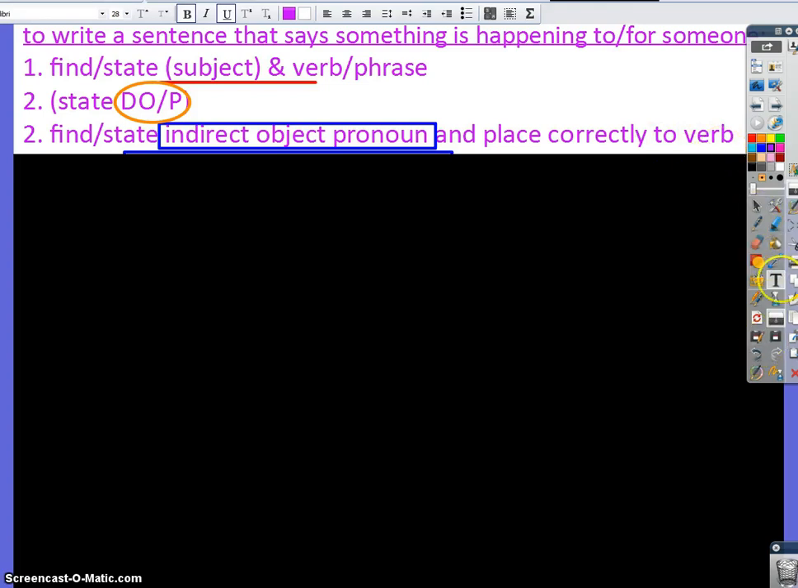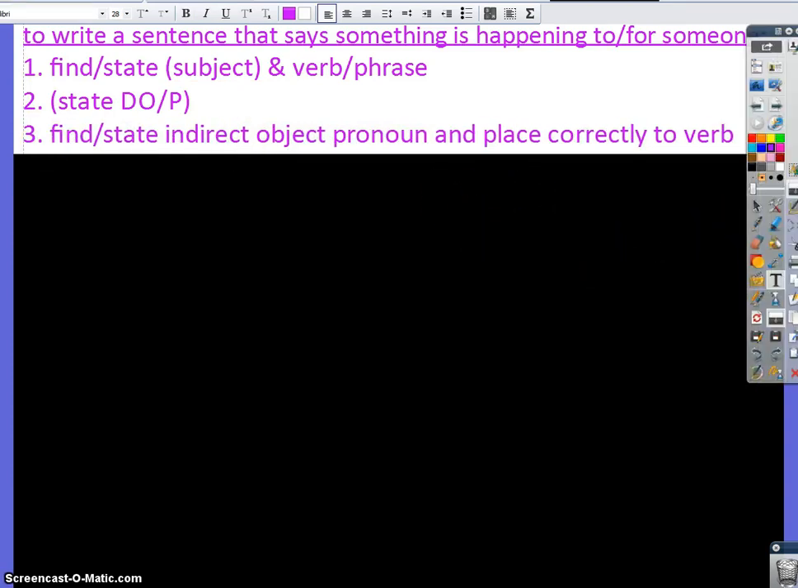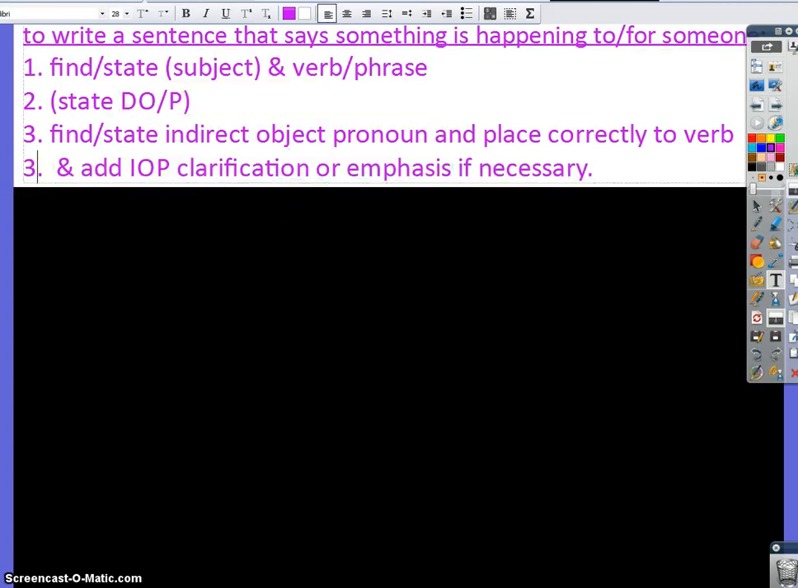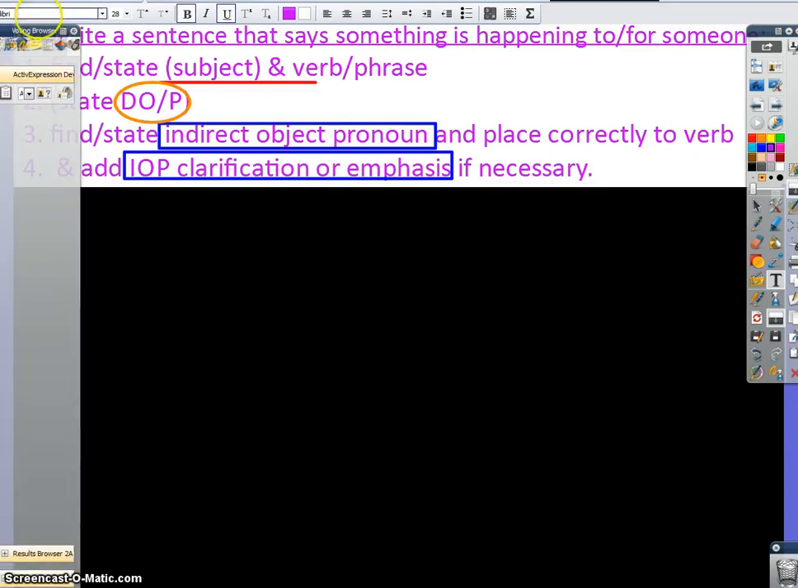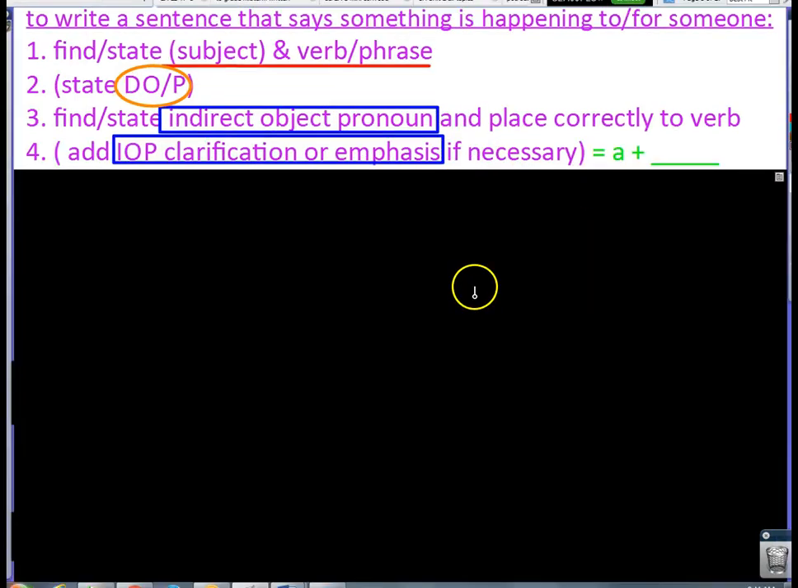Oh, do I have two step 2s? That's silly. Let's change that. Step 3. All right, and last but not least, I need to change this to 4 now. Step 4. Add indirect object pronoun clarification or emphasis if necessary. And we do that by having a plus any object of a preposition.